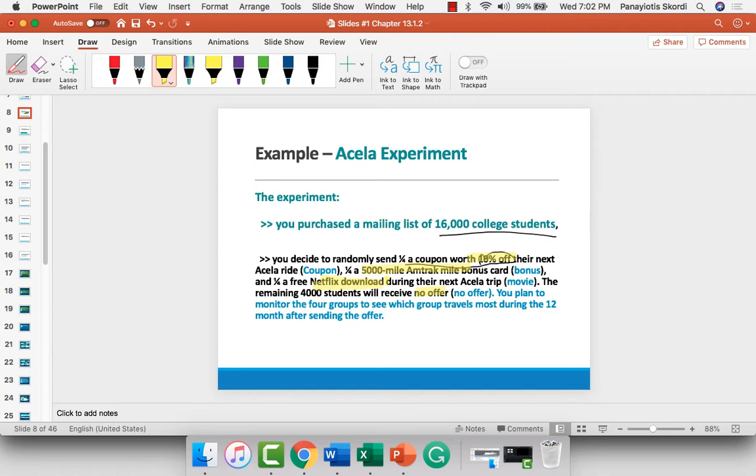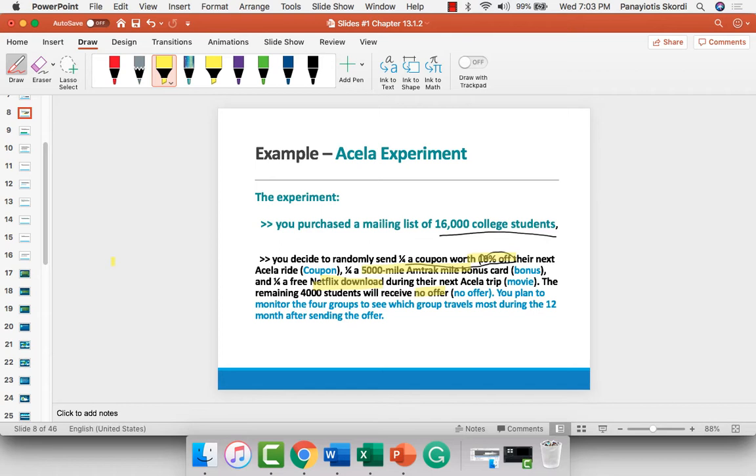And if all the groups have the same ridership, then it means those offers actually didn't have any positive effect. So in this particular case, this is an example of an experiment, because they have some control: they're choosing what they're offering the different students who are going to be traveling on that train.